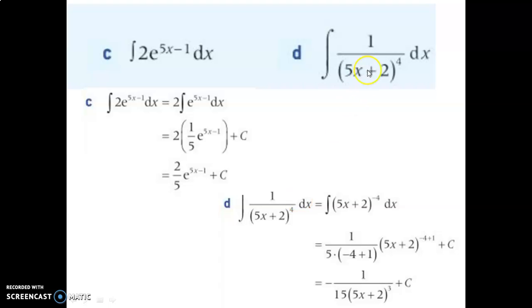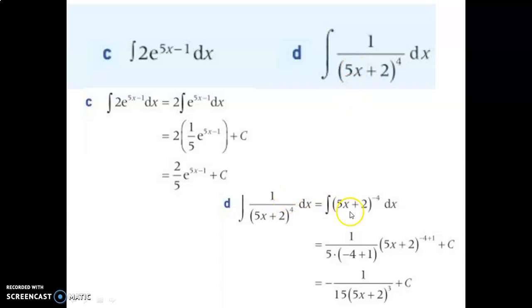In D, that one might be a little trickier. It might look like a 1 over x in the beginning, but since we have this here, we cannot treat this like an ln x integral because we have a power here. Remember, our rule we just learned is only for compositions with a linear function, and 5x plus 2 to the 4th power is not linear, so we cannot turn this into an ln function. All right, that's important to know.